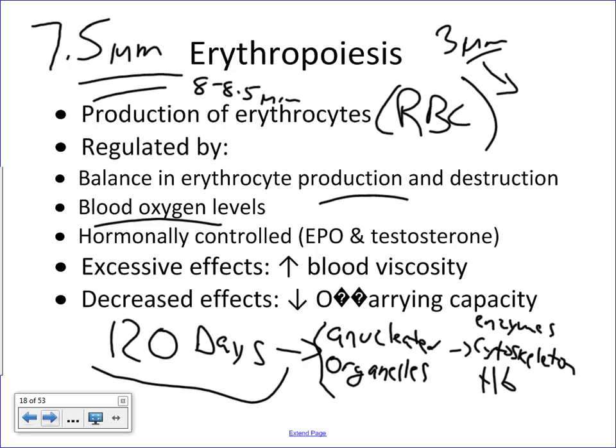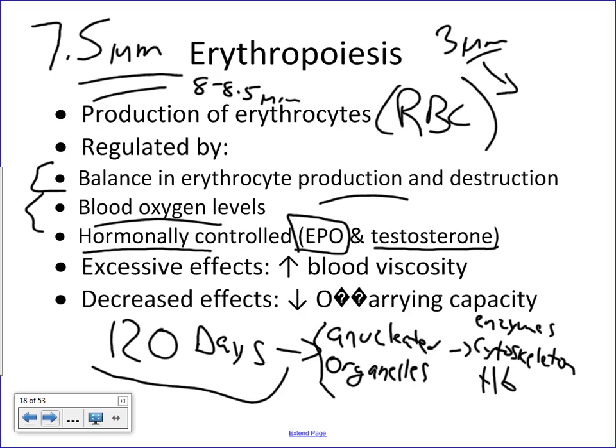All right, and let's talk about how this is controlled a little more. Like we said before, the production of red blood cells is regulated essentially through blood oxygen levels, and at what rate we are going through red blood cells. And when we need to enhance this process, we use hormones. The main hormone involved in this is erythropoietin.